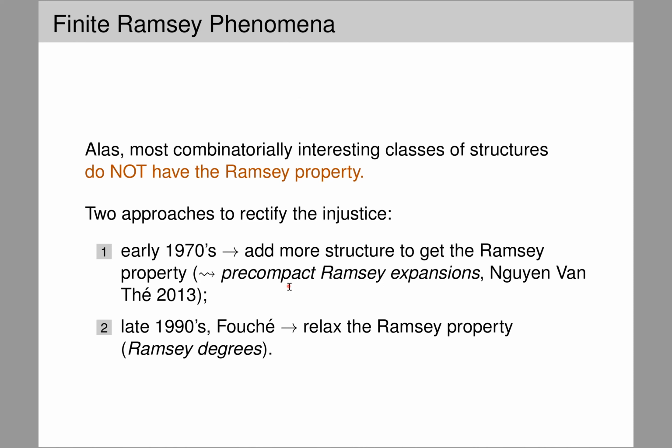Nowadays, because Ramsey property has been connected to topological dynamics at the end of the 20th century, beginning of the 21st century, because of the implications it has on the dynamical side of the phenomenon, these are now called pre-compact Ramsey expansions. And this term was suggested by Lionel Nguyen-Van. So the first approach is simply to add more structure. And the second approach is to relax the Ramsey property.